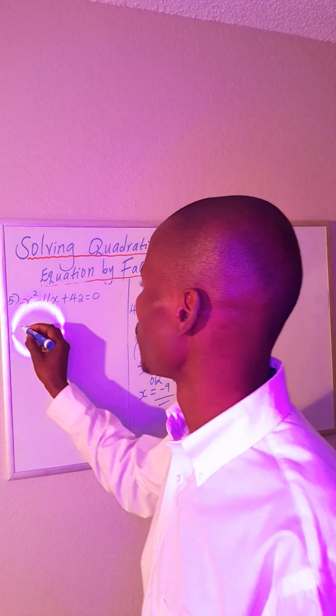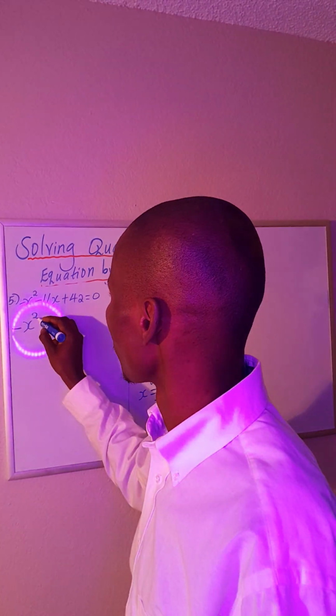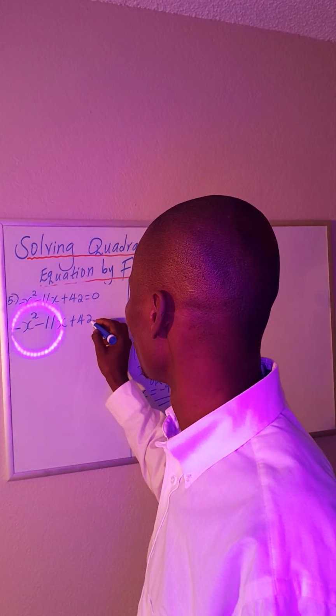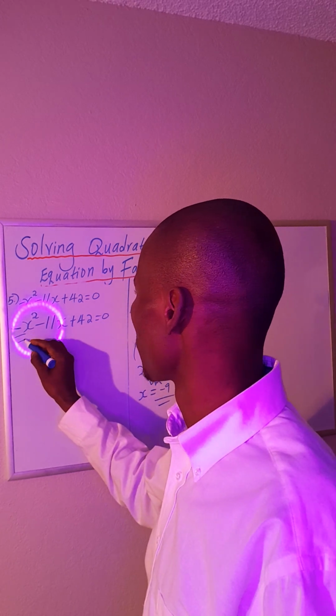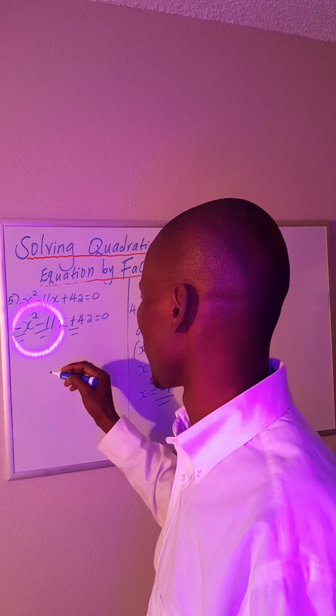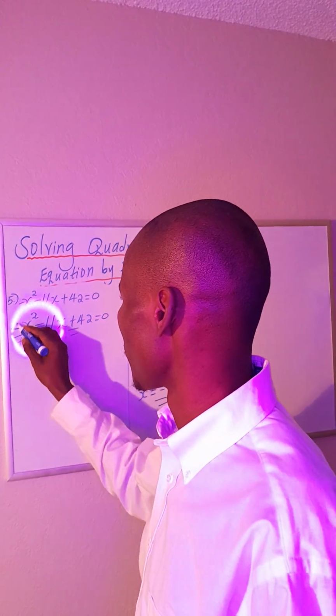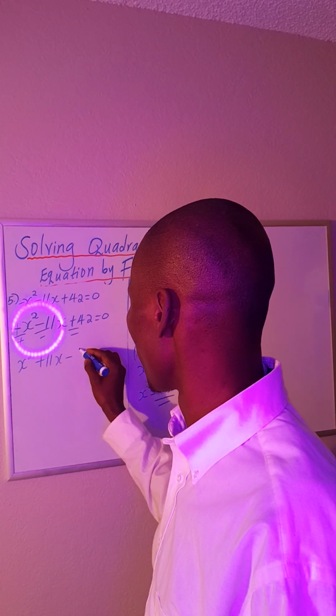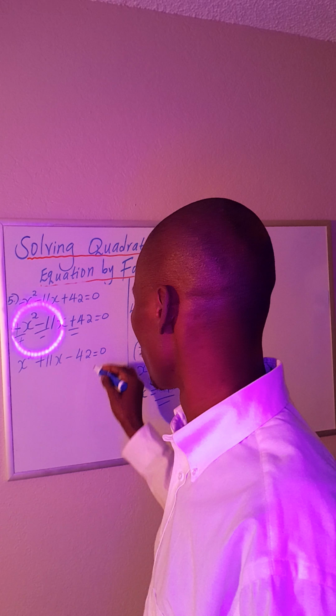The first thing that you have to do is to remove the negative as a coefficient of x squared. Minus 11x plus 42 is equal to 0. So I divide through by negative like that. What will I get? This and this. So x squared plus 11x minus 42 is equal to 0.